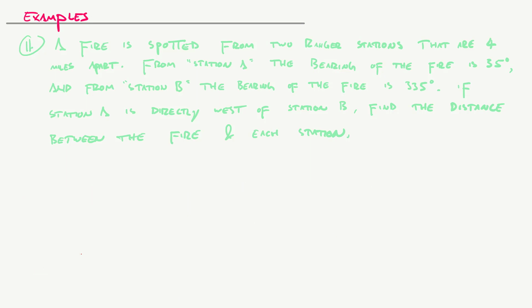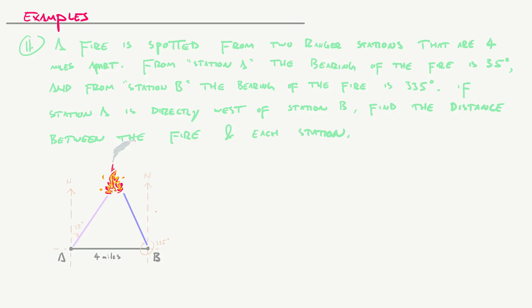So if we go back to the paragraph of information here, we got 2 ranger stations. A is directly west of B. So I drew it literally west of B, at least on the picture. Maybe I should draw a little compass. Here's north, here's west. Now it's literally west of B. And then there's a fire somewhere, and we're trying to find essentially these distances. We'll call this one B, we're going to call this one A. What are the distances? Away from the fire in station A, that's B, and away from the fire in station B, that's A.